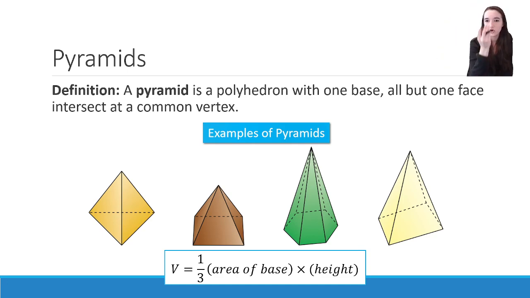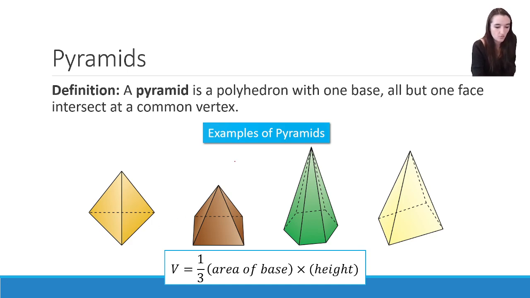Just like how the cone is like a third of a cylinder, all these pyramids are like 1/3 of their prism counterpart. So it's 1/3 times the base times the height that gives the volume of the pyramid.